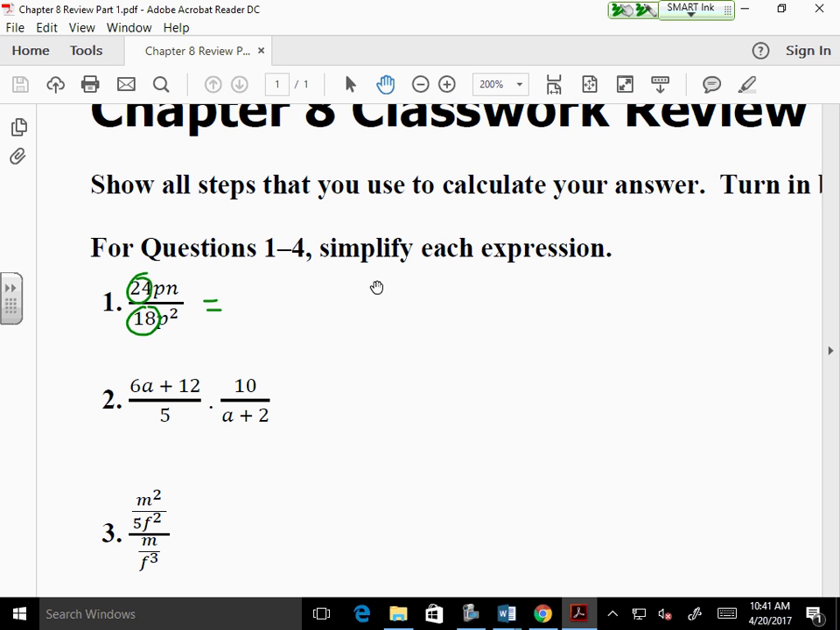We need to reduce that. 18 over 24 reduces down to 4 over 3. The p and the p squared reduce to just 1 over p to the first, and the n in the numerator will not be reduced off.